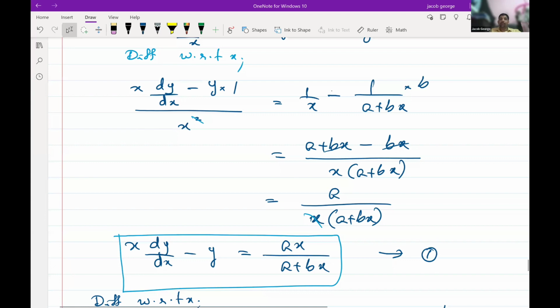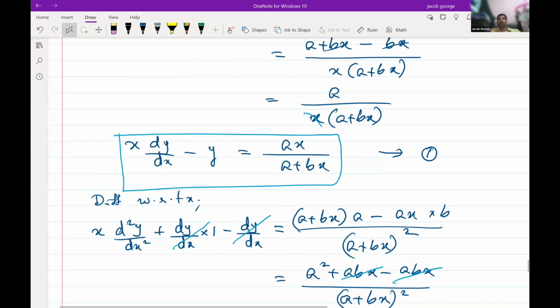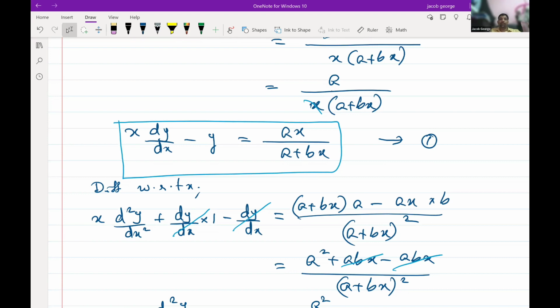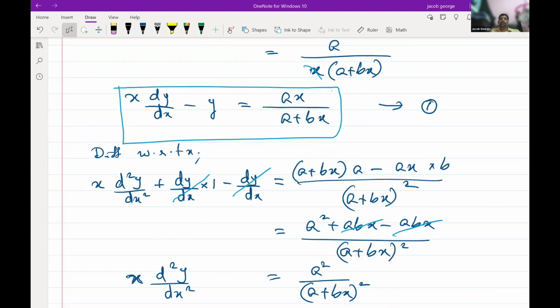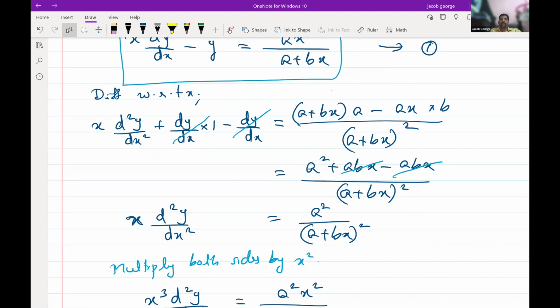Then we have to do one more round of derivative. First term is by product rule, x dy by dx. That is x into derivative of dy by dx, which is d square y by dx square, plus dy by dx into 1, minus dy by dx. Right hand side again by quotient rule: denominator, that is a plus bx into a, minus ax into b, all divided by the square of a plus bx. Then abx minus abx will go, a square by a plus bx the whole square.